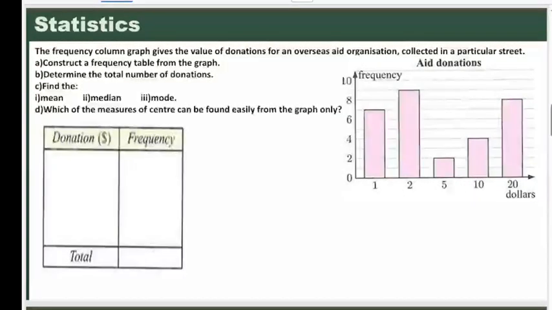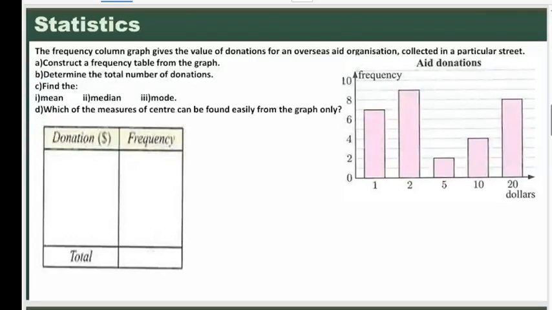Here it says the frequency column graph gives the value of donation for an overseas aid organization collected in a particular street. Part A is construct a frequency table for the graph. Here is my graph, the dollars on the horizontal axis, and frequency on the vertical axis.